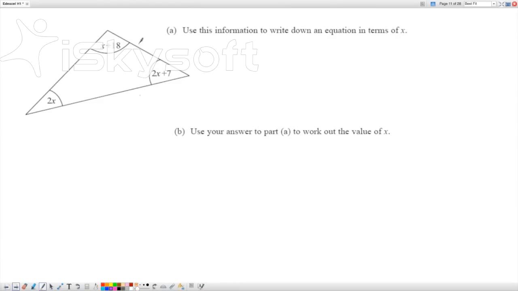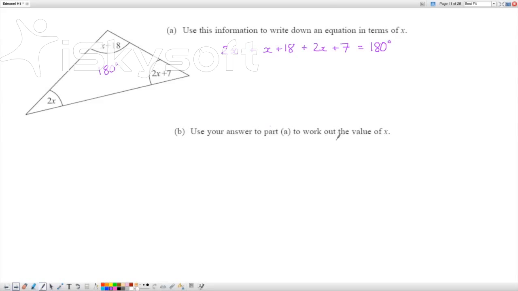Here is shown a triangle with three angles in. The angles are expressed algebraically, but it means exactly the same thing. All the angles in a triangle add up to 180. So we're going to use this information to write a simple equation. 2x, this angle, plus x plus 18, this angle, plus 2x plus 7, the third angle, equals 180.